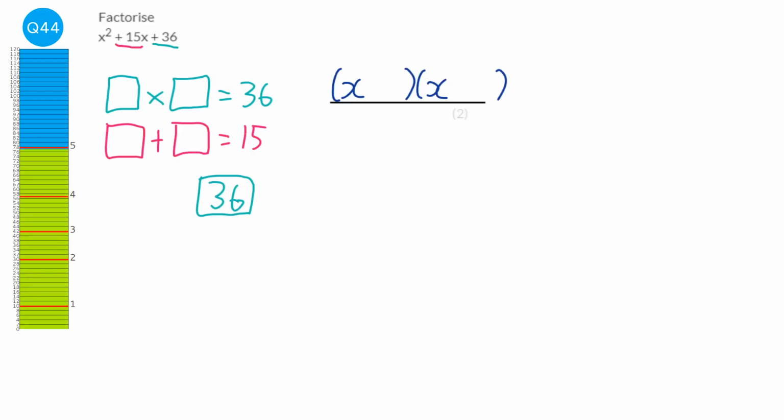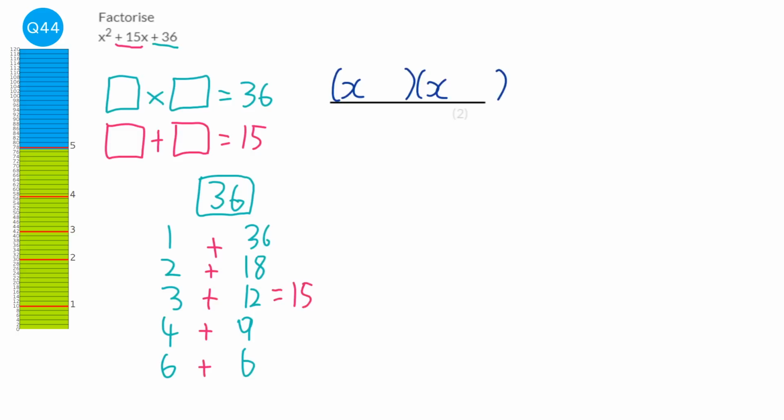Now, because they multiply together to make a positive 36, they'll either both be positive or both be negative, but they add together to make a positive number. So we're just looking at the positive factors. So 1 and 36, 2 and 18, 3 and 12, 4 and 9, and 6 and 6. And we're looking for which ones of those add together to make 15. And we can see here it's going to be 3 and 12 add together to make 15. So our two numbers are going to be plus 3 and plus 12, or the other way around.